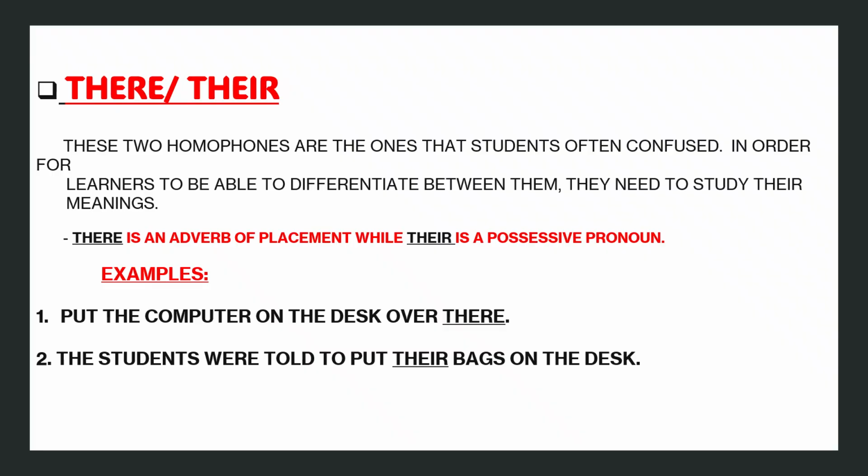Let us look at the first pair of homophones, and this is there and their. Now, these 2 pairs are the most problematic for some students, right? So we often see them being misused. These 2 homophones are the ones that students often confuse. In order for the learners to be able to differentiate between them, they need to study their meanings. There is an adverb of placement, while their is a possessive pronoun.